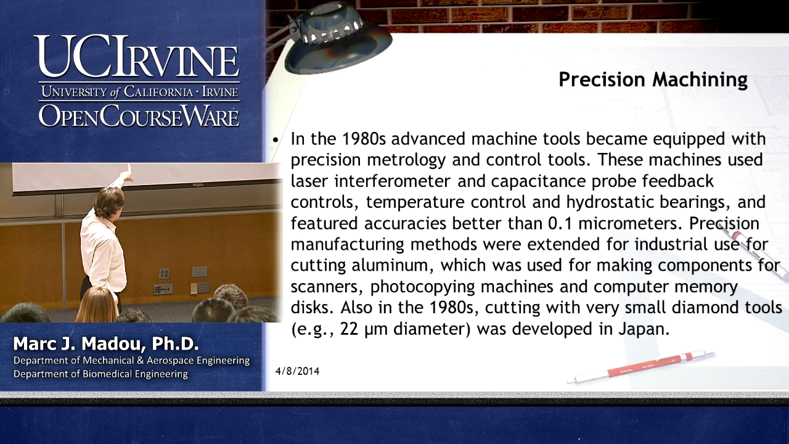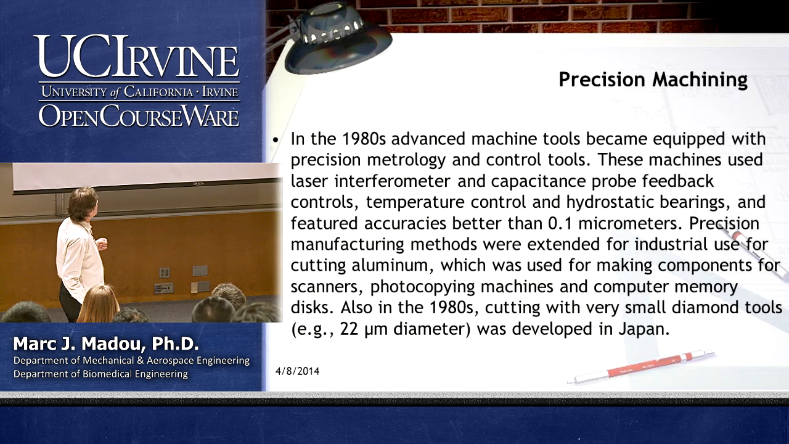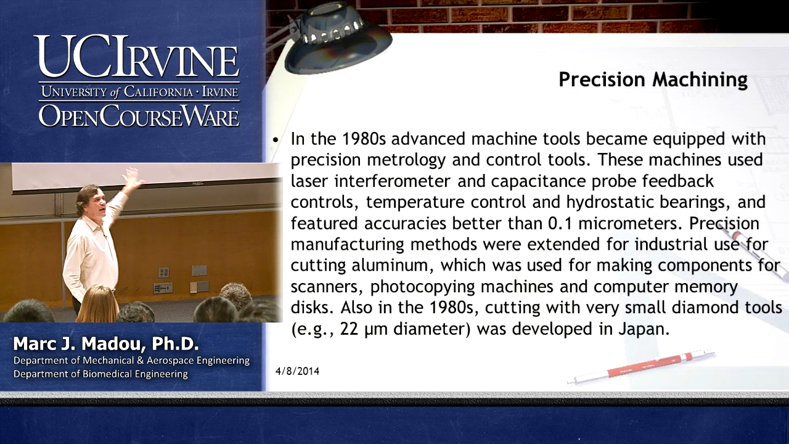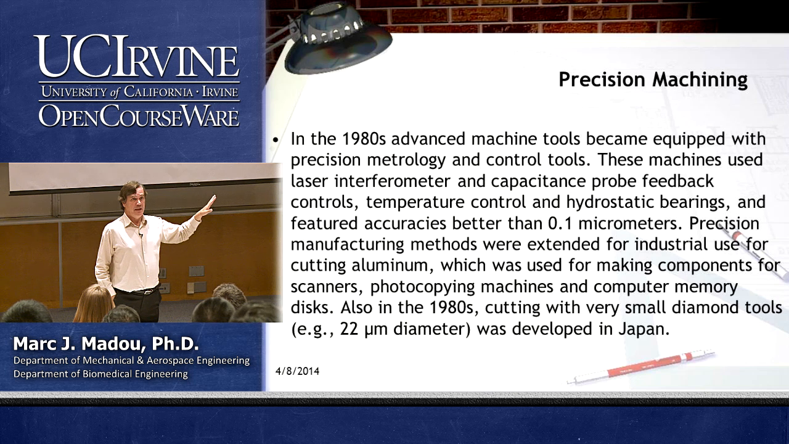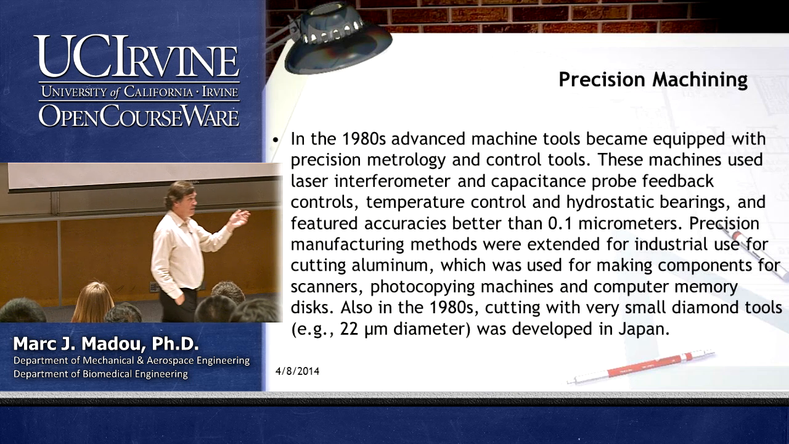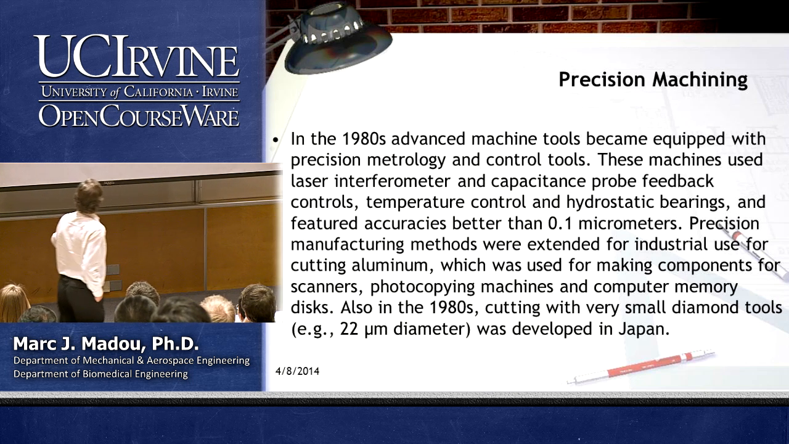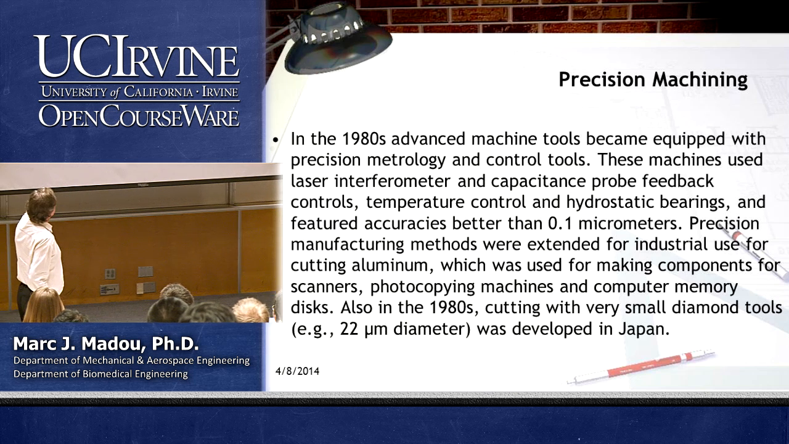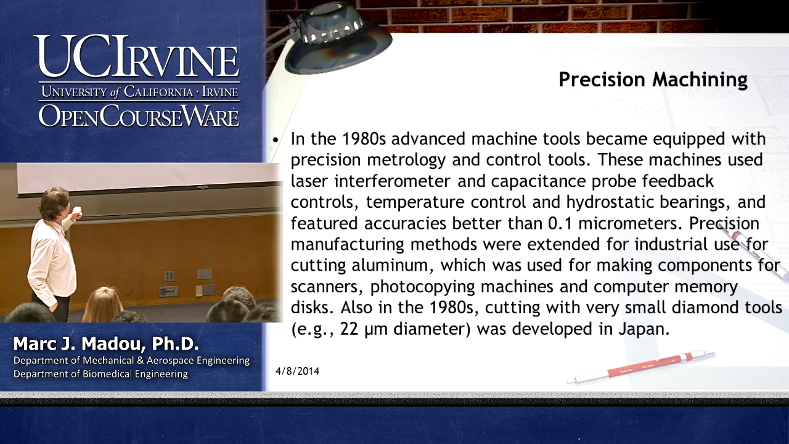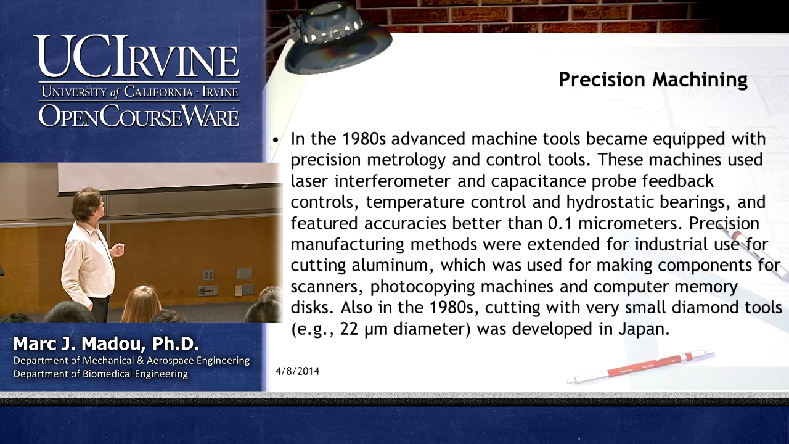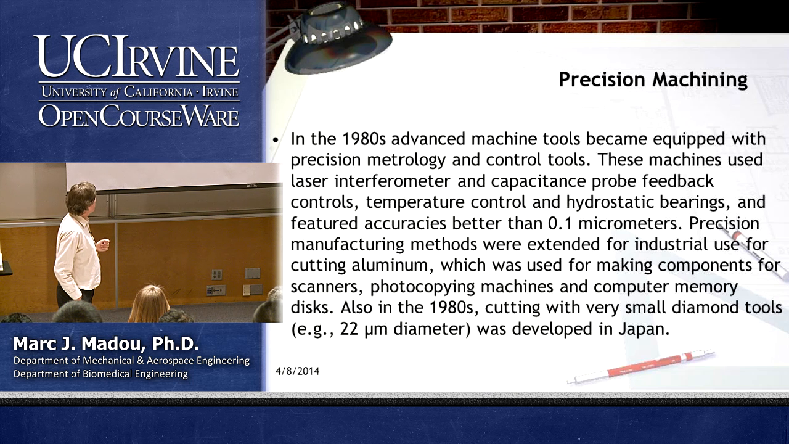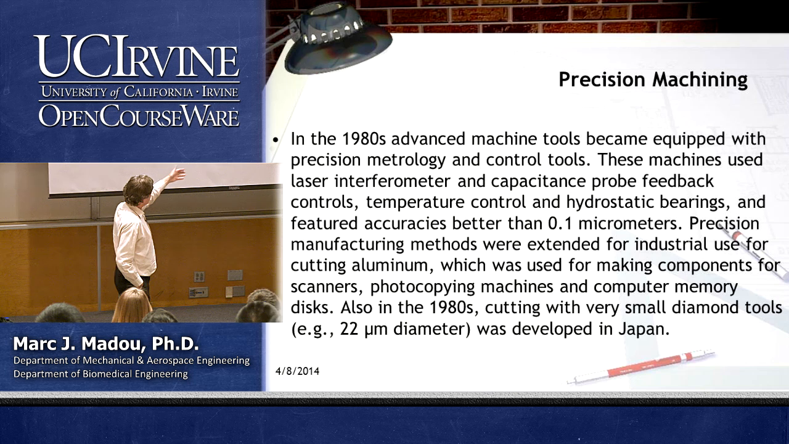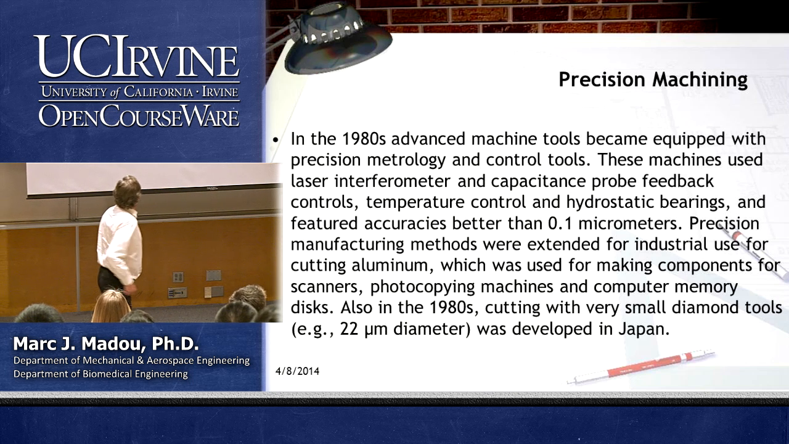Because in the 80s, we already got down to 0.1 micrometer. At that time also, a lot of that was done for the military in the beginning. That would be like Lawrence Livermore doing that kind of work. But in the 80s, these precision manufacturing methods were extended for industrial use, for cutting aluminum, which was used for making components for scanners, photocopy machines, and computer memory disks.